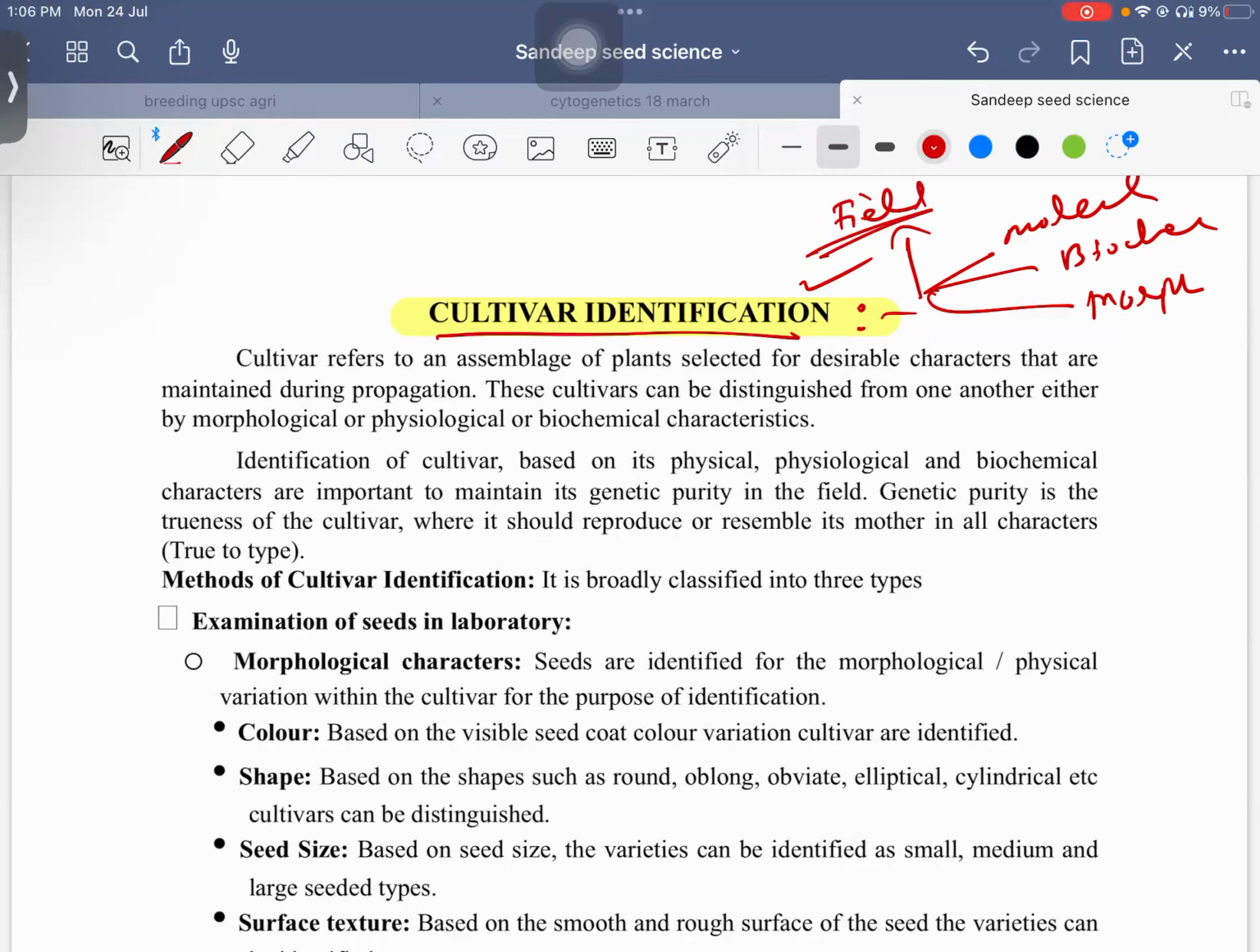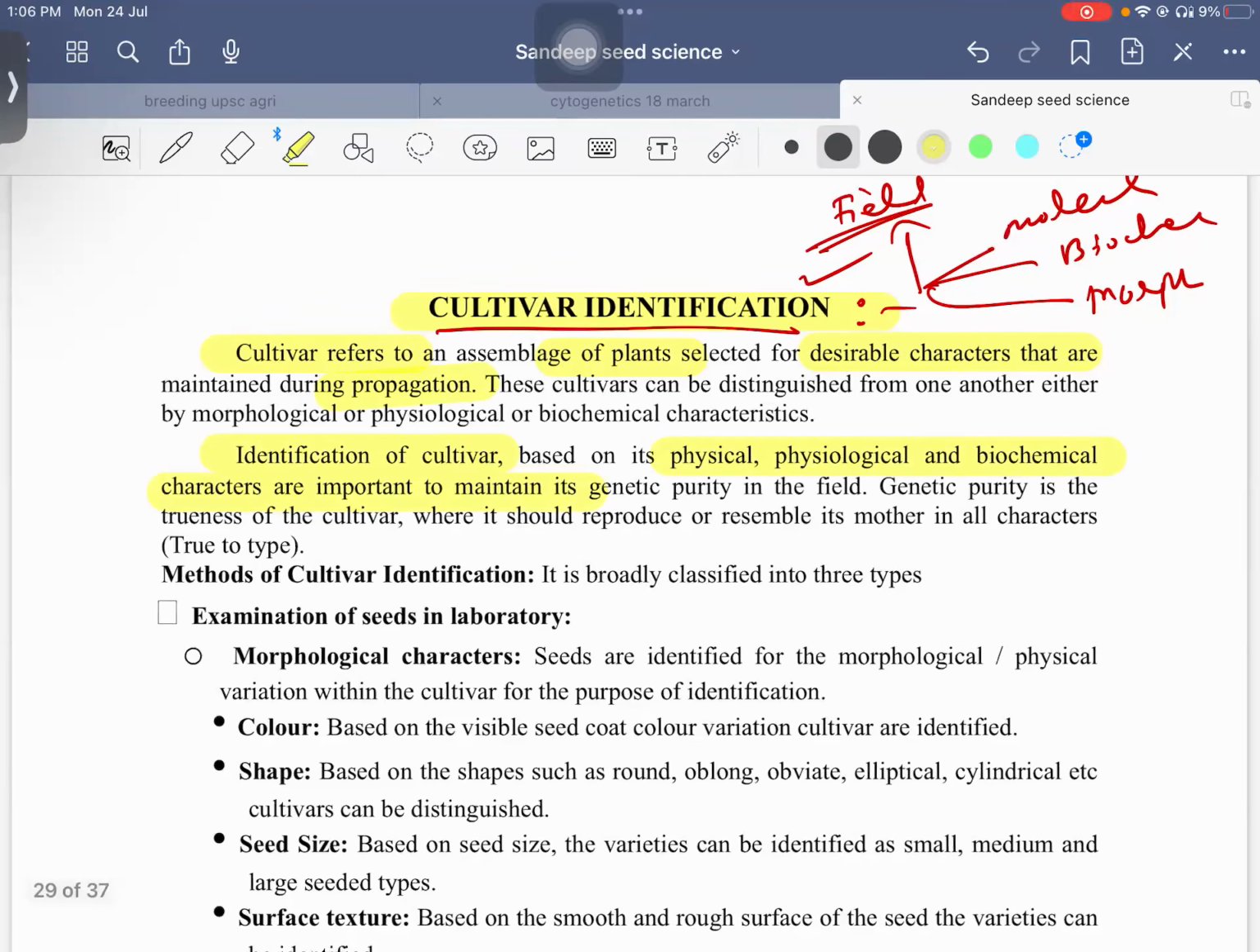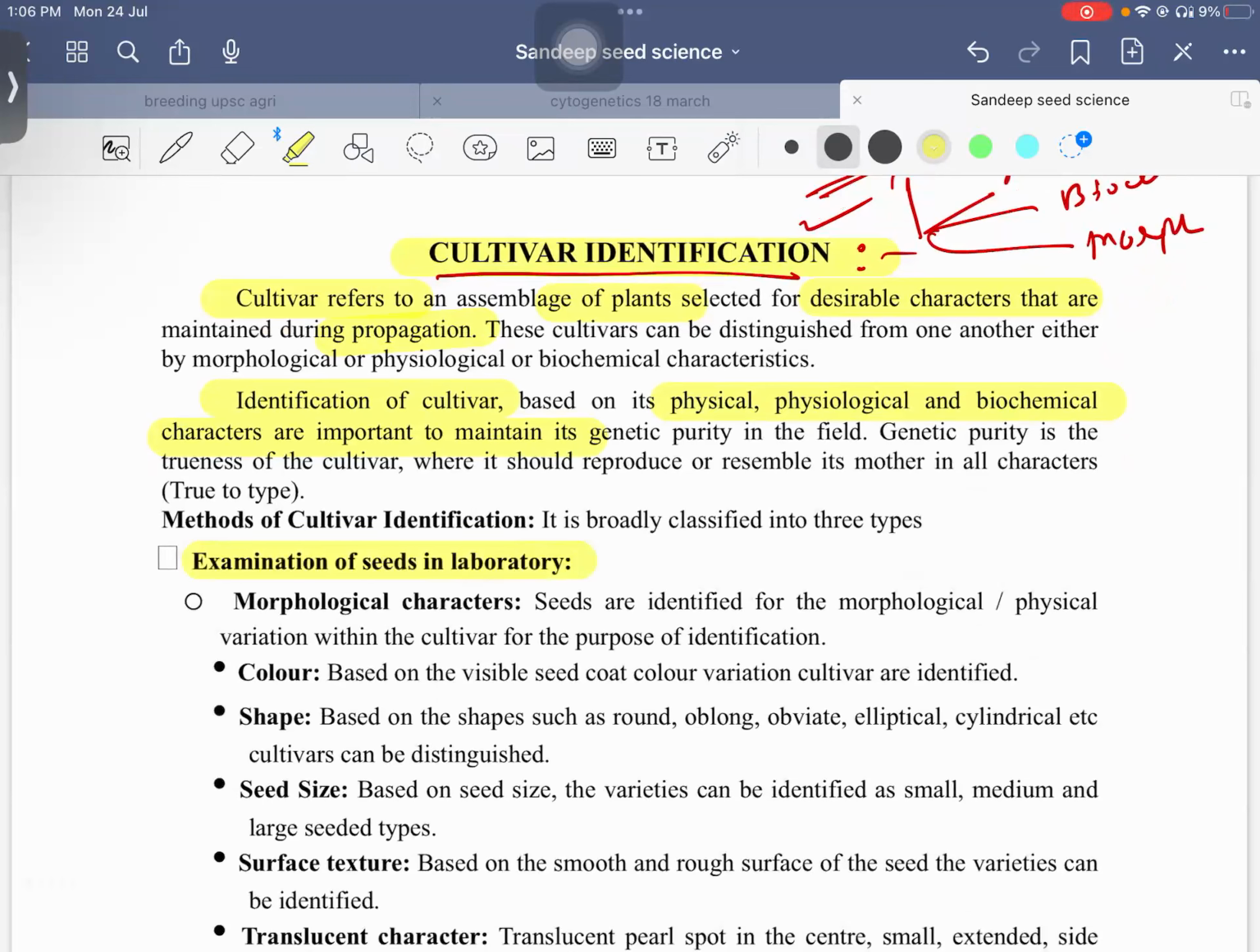So what is a cultivar? Cultivar refers to an assemblage of plants selected for desirable characters that are maintained during propagation. They are just varieties, or cultivars mean just anything which is seed material that is available. Then the identification of a cultivar is based on physical, physiological, biochemical, and many other features which we will discuss. The first thing is examination of seed in the laboratory, by morphological character. How do you differentiate a seed? That is the basis.